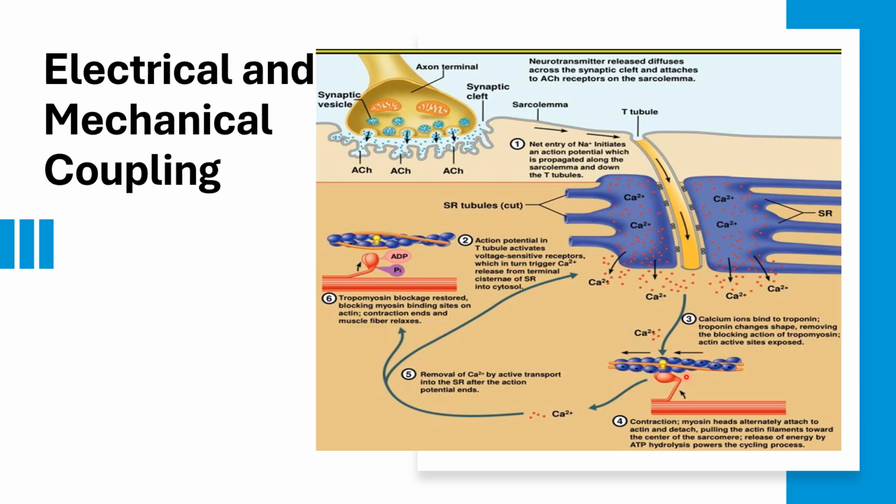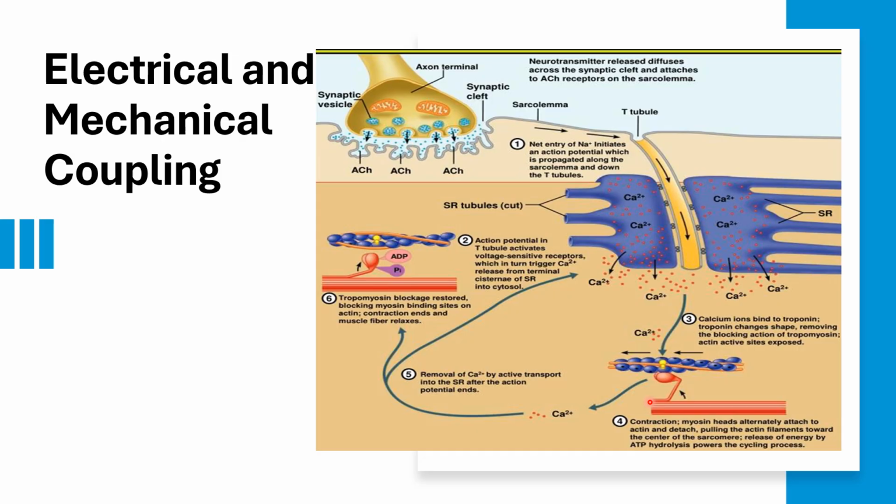Let's integrate this as a summary. So the complete chain reads: the nerve action potential leads to an end plate potential, leads to a muscle action potential, leads to calcium release, leads to the cross bridge cycling, and after this you have contraction.